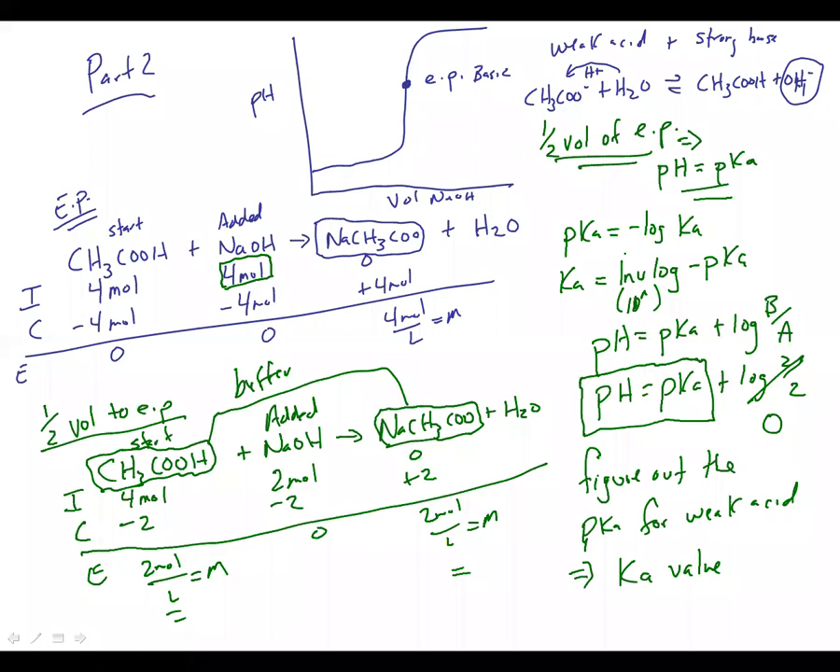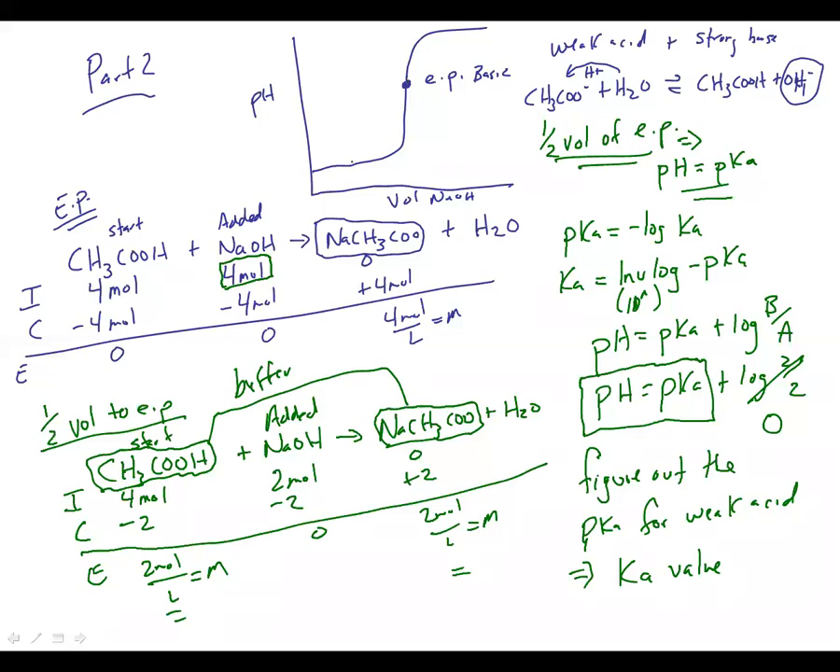You can also figure out the Ka value of your weak acid as well. Acetic acid's pKa value is about 4.74, so you can see how close you get. Now, people are always confused about what that exactly means, and it does mean kind of what it sounds like.